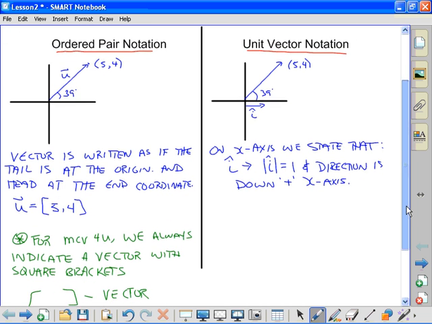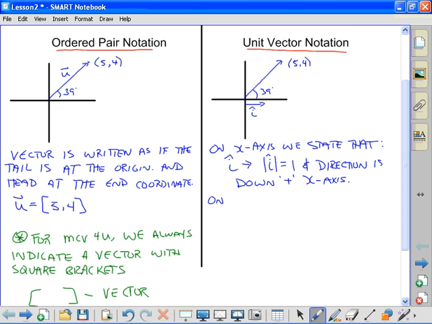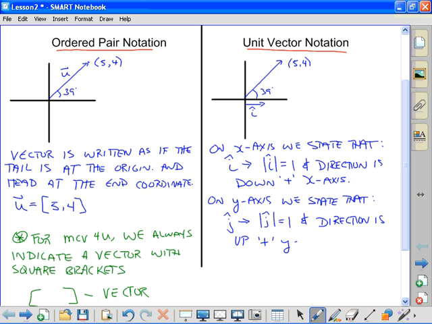On the y-axis, we state that j hat, which is the unit vector j, has a magnitude of 1, and direction up the positive y-axis.